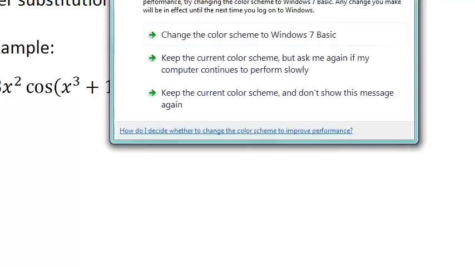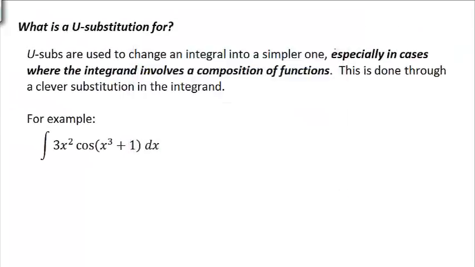Looking at this first antiderivative here, we notice that we've got 3x squared times the cosine of some stuff, right? Again, we have a composition of functions here. Whenever we have a composition of functions, that's always a good guess for what we're going to want to substitute out. All right, so we're going to say here, I don't want to have x cubed plus 1 anymore. Let's let some other variable, and we use u, hence the name u-subs, represent that composed quantity. So in this case, x cubed plus 1.